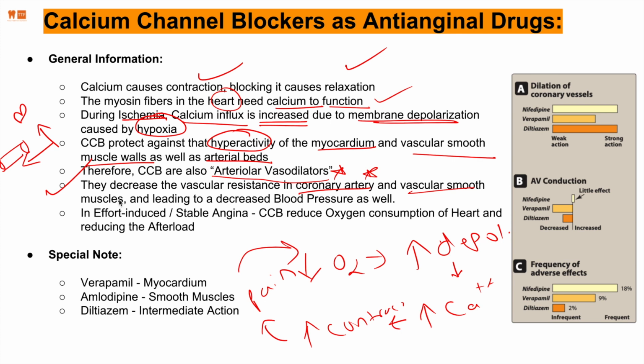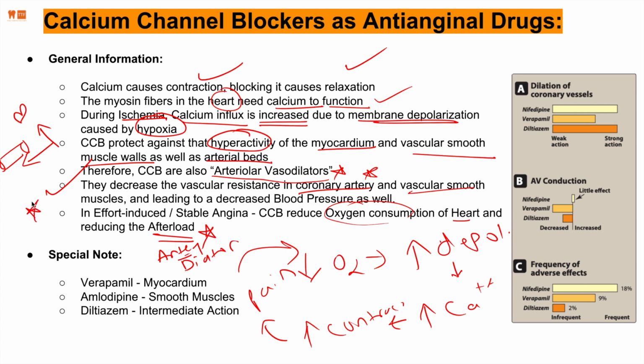So, in effort-induced stable angina, CCBs reduce oxygen consumption of the heart, therefore reducing the afterload. Why afterload? Because it's an artery dilator. Remember, what was afterload? Afterload was blood leaving the heart towards the organs. How does it leave the heart? Arteries. It is an arteriolar vasodilator. That's what calcium channel blockers are linked to.